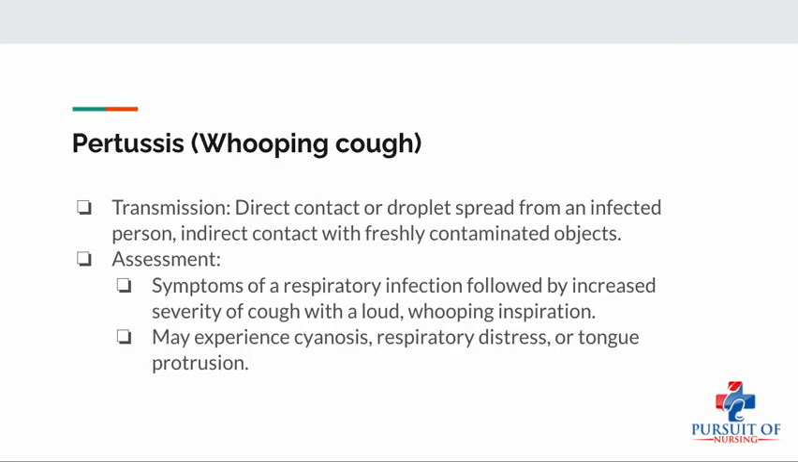Okay, pertussis or whooping cough. So it's transmitted via direct contact or droplet spread. The patient with pertussis is going to have symptoms of a respiratory infection, followed by an increased severity of cough with a very loud whooping inspiration. They may also experience cyanosis, respiratory distress, or tongue protrusion.